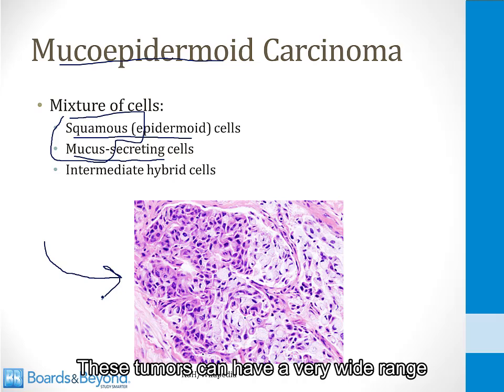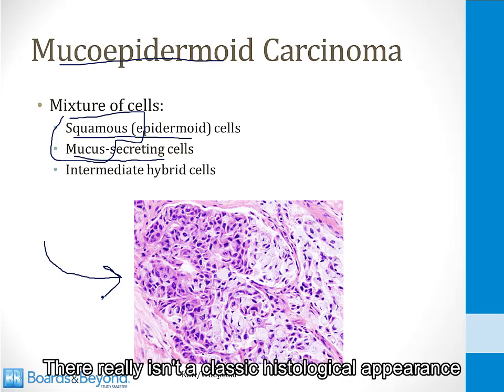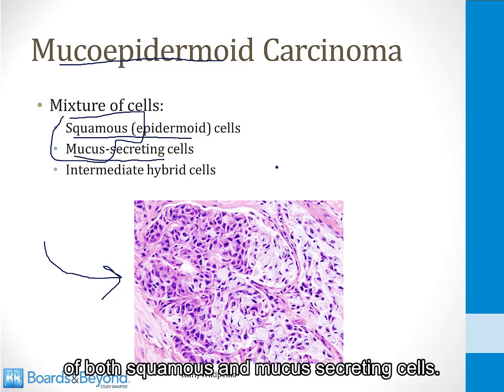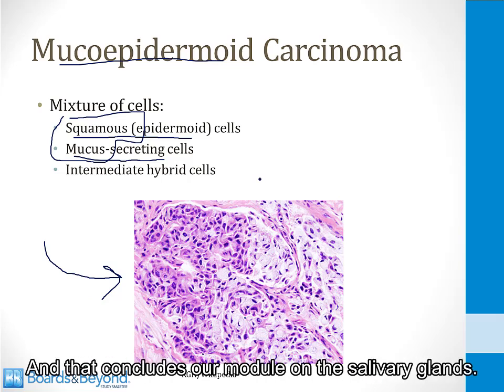These tumors can have a very wide range of appearance under the microscope. There really isn't a classic histological appearance that you need to recognize. The most important thing to know is that there will be a presence of both squamous and mucus-secreting cells. And that concludes our module on the salivary glands.